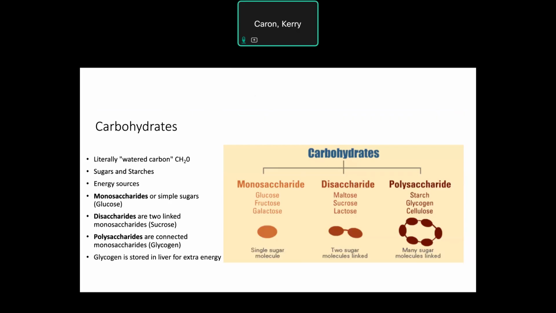Monosaccharides are simple sugars, meaning mono, they have one sugar molecule, mono 1. Di have 2, and an example of that is your sucrose, your maltose, your lactose. 2 linked monosaccharides. Poly, you can imagine, means many, and that's more of your starch, your glycogen, your cellulose. And glycogen is important for life because it's stored in the liver and we can release it to increase blood sugar if needed.